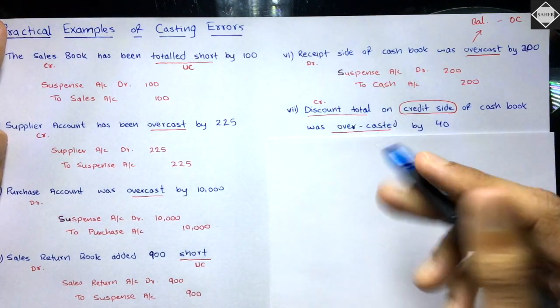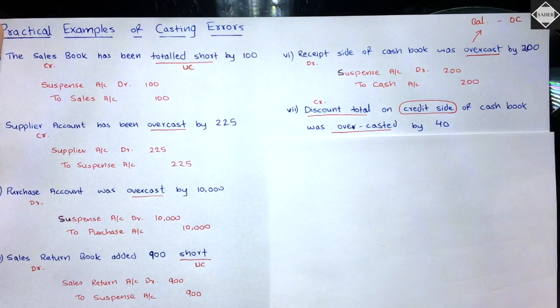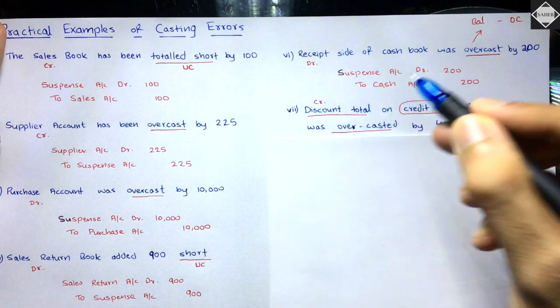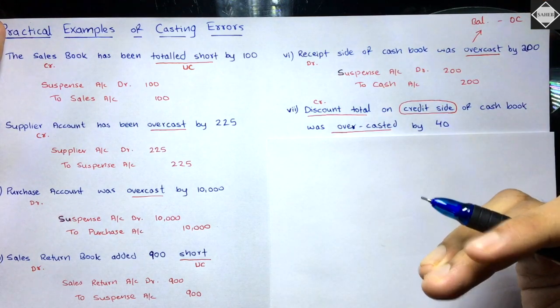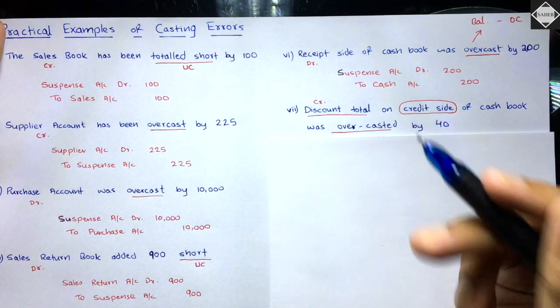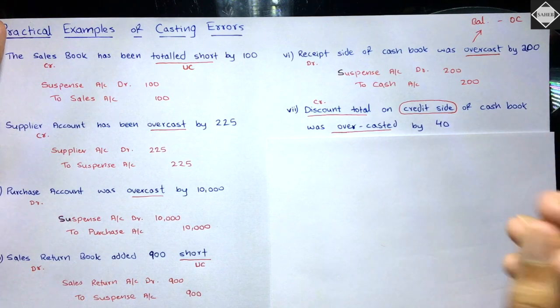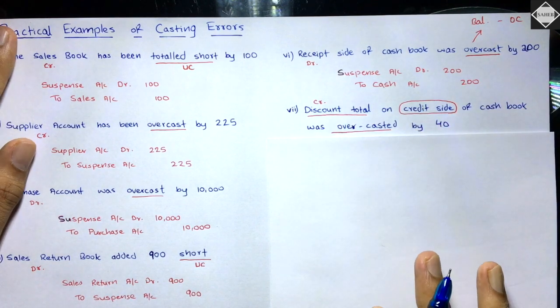Off cash book was overcasted by 40. Overcasted means what you have to do now? You have to reduce. Discount received, which has credit balance, you have to reduce it because it is overcasted. You all know overcast means reducing. Rectification for overcasting is reducing.